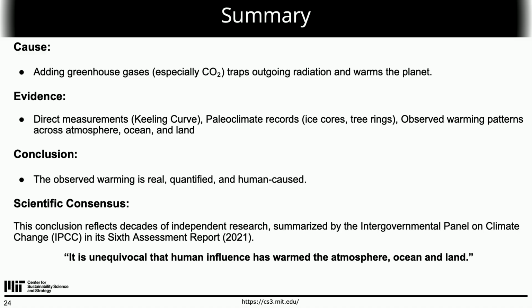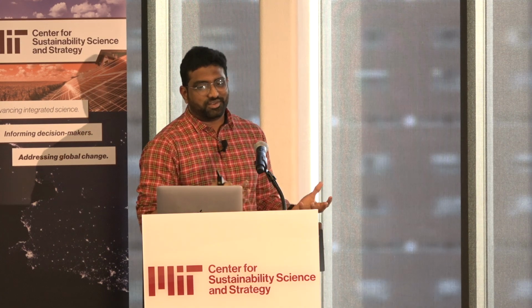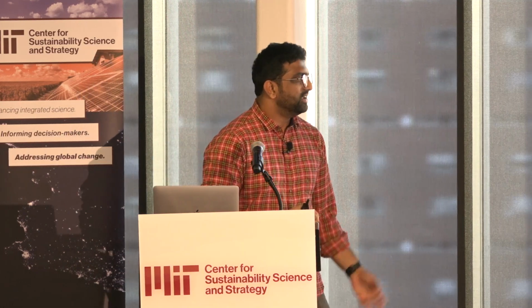So what does the scientific consensus say? This conclusion reflects decades of independent academic research summarized by the Intergovernmental Panel on Climate Change. In its 6th assessment report, it says it is unequivocal that human influence has warmed the atmosphere, ocean, and land. So this is what we wanted to talk about in Climate Science 101.